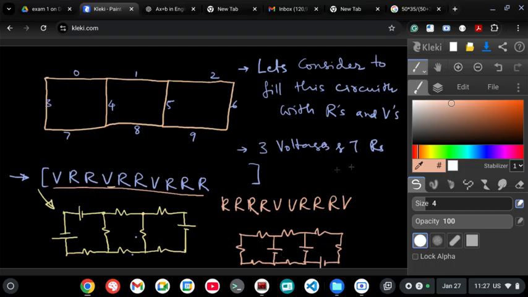So my question is, how many ways is this possible? How many ways can we define this R R or V V V?